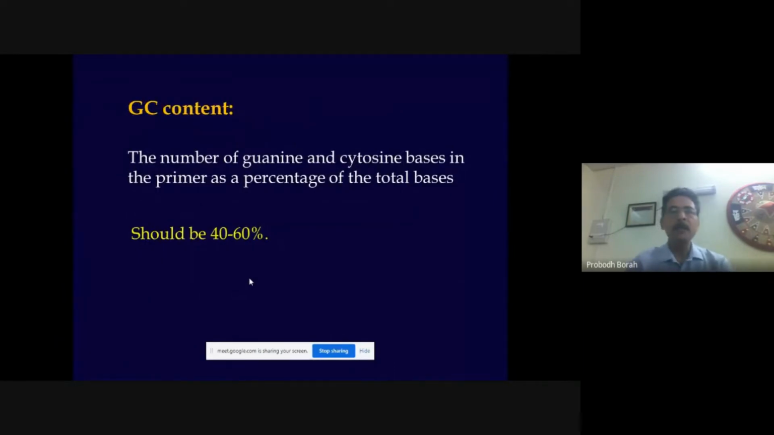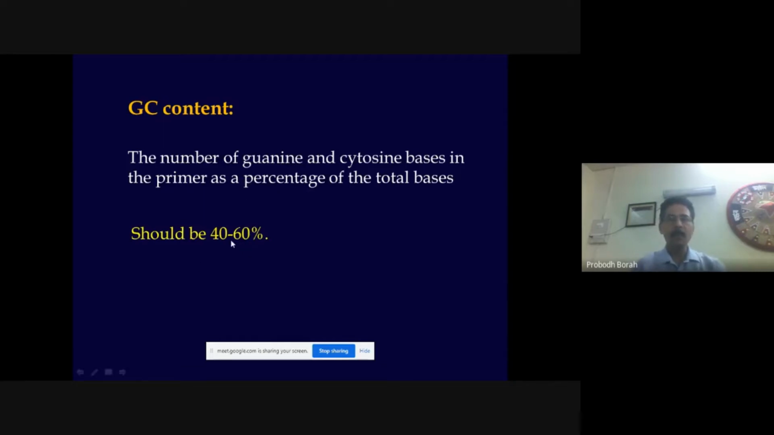Now, another important property of the primer is GC content. The number of G and C in the primer sequence. Ideally, the GC content of a primer should be between 40 to 60%. If there are 100 nucleotides, 40 to 60 nucleotides should be G or C. That means if the length is around, say, 20 bp, then around 8 to 12 nucleotides should be represented by G or C.